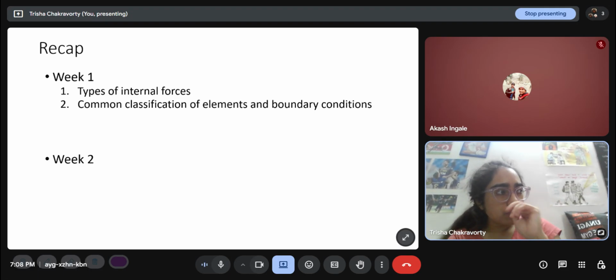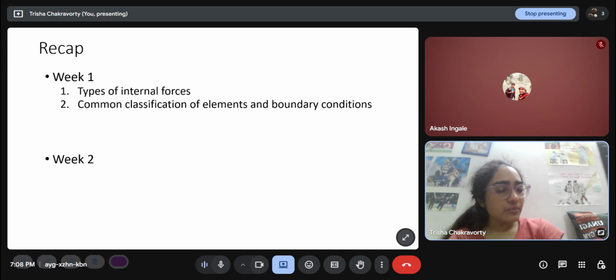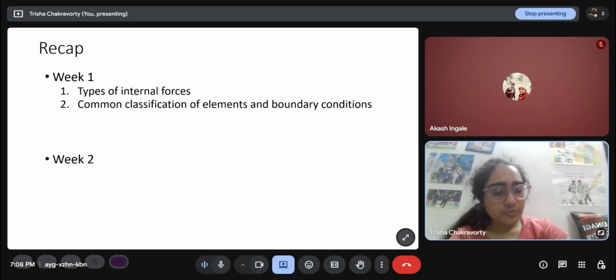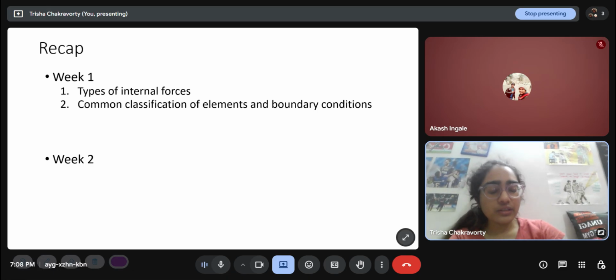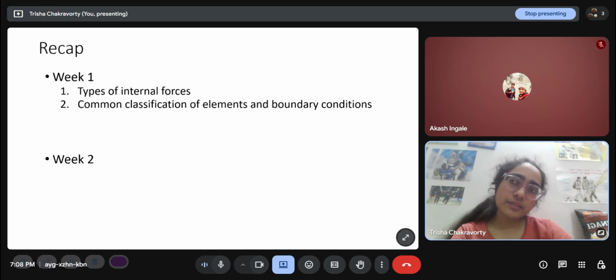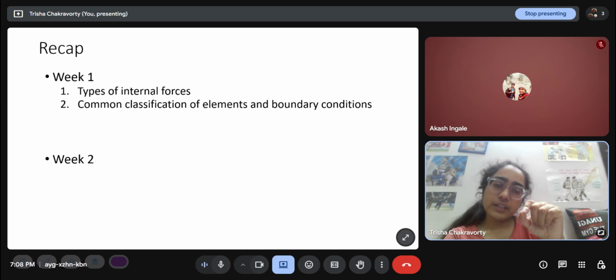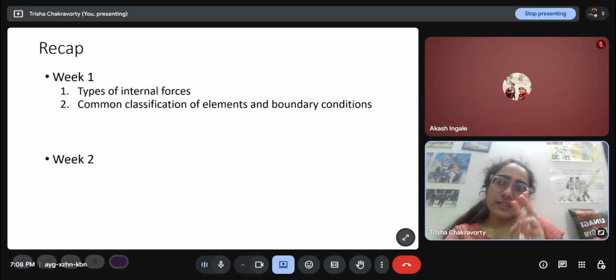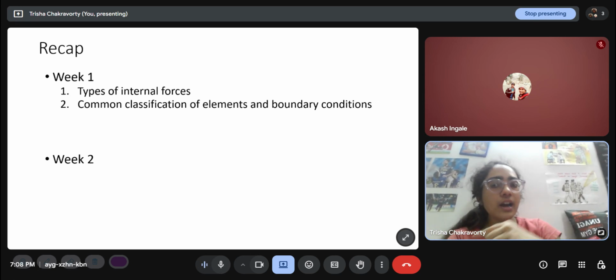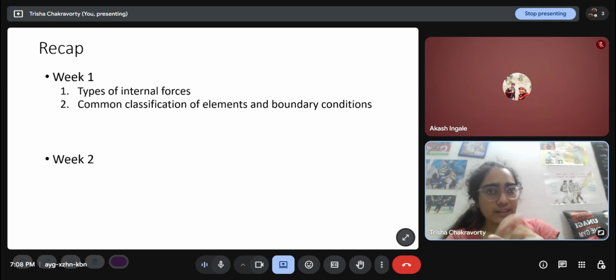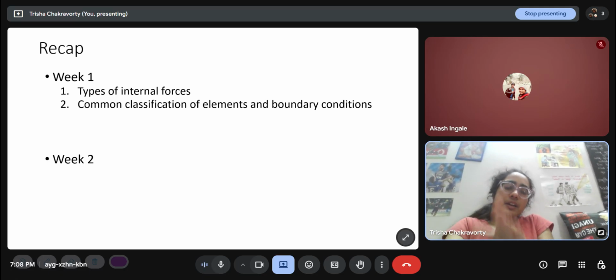Pin support restricts all the translational degrees of freedom, so it gives two support reactions in the 2D plane and three support reactions in the 3D plane. And fixed support also restrains all the movements, all the rotations. So there are basically 6 degrees of freedom at any one point in 3D space: three translational and three rotational about the three mutually perpendicular axes, which we call x, y, and z axis. You can call x and y in one plane, and z is perpendicular to both of them.